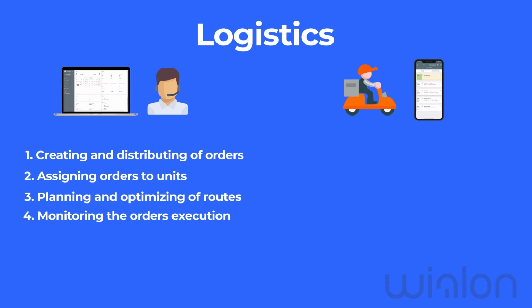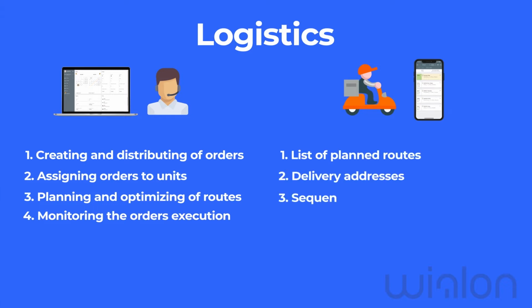Here they can view a list of planned routes, delivery addresses, and the sequence of clients to visit. Also, the courier can set the order status, confirmed when the order is delivered or rejected. The app is available on iOS and Android. You can read more about the mobile application following the link in the description box.